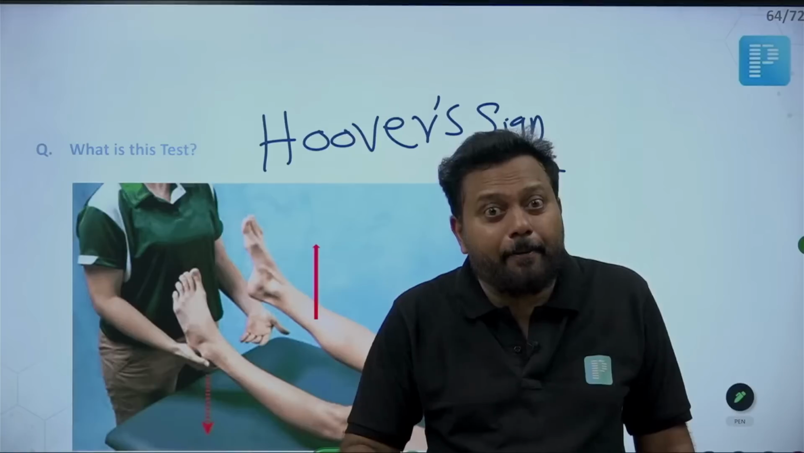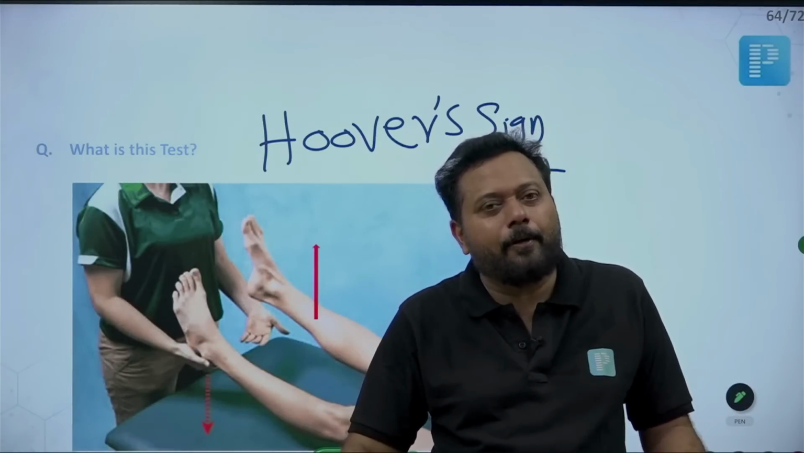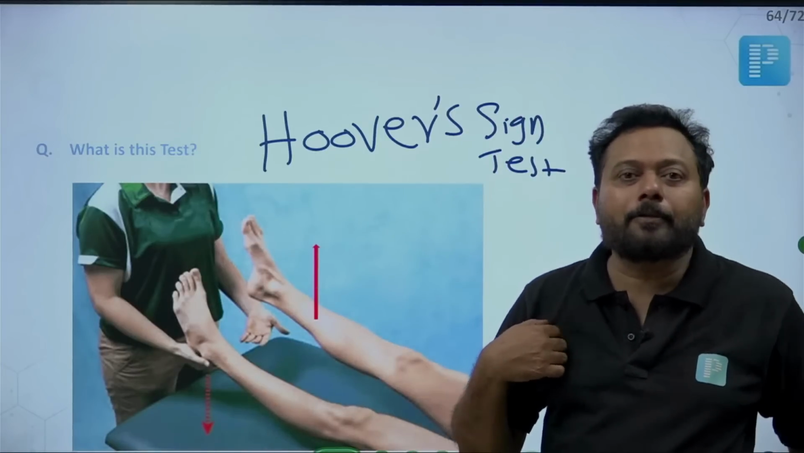If it is hysterical hemiplegia, when you ask the patient to raise the left leg, she will behave as if she is trying to lift. At the same time, she will not give thrust on the normal heel. Then it is called positive Hoover's.